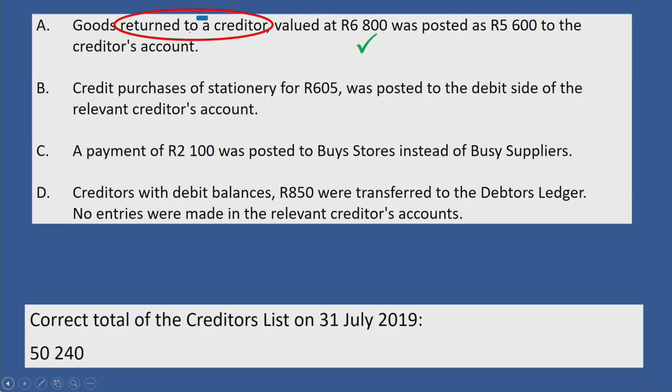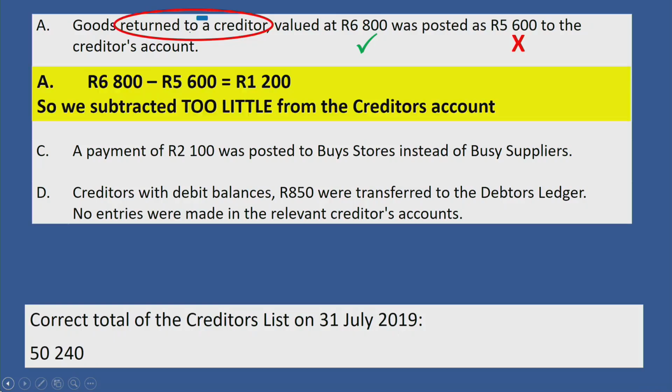Then we read further. The 6,800 is the correct amount, but we posted it as 5,600. You following? Make the tick on the correct amount and the cross at the wrong amount and do the sum. 6,800 minus 5,600 equals 1,200. So if we follow the minus, we subtracted too little from the creditor's account. I know this is brand new work. I'm going to give you time so that that can sink in. I'm going to repeat.